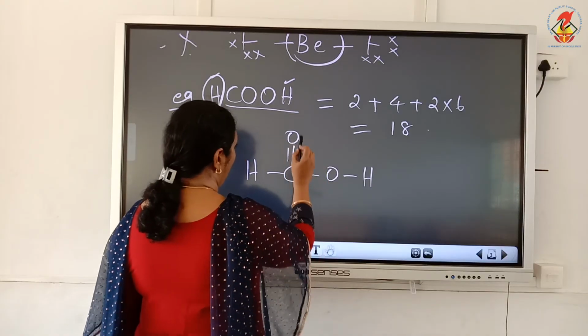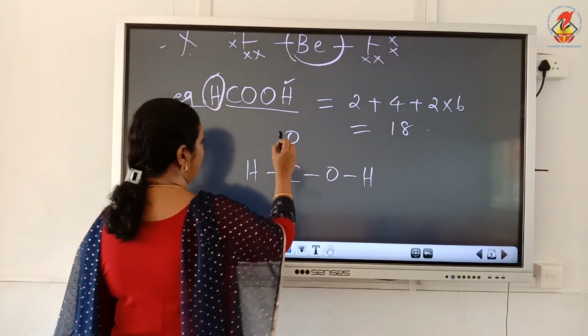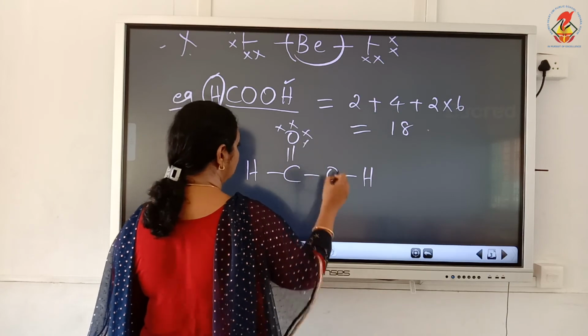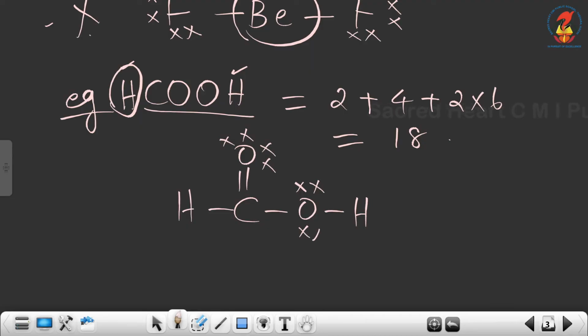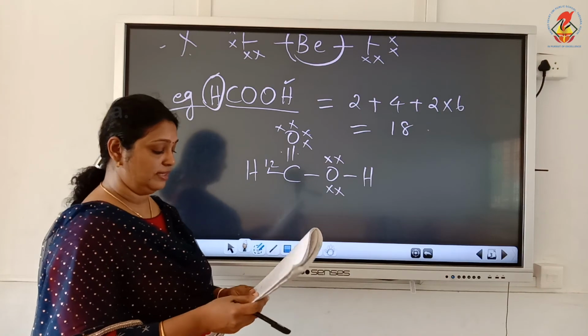This oxygen has an octet: 1, 2, 3, 4, 5, 6, 7, 8. This oxygen, 8 electrons completed. Carbon octet is complete. Hydrogen needs only 2 electrons, so that's also completed. Check the total number of electrons is 18: 1, 2, 3, ... 18 electrons.